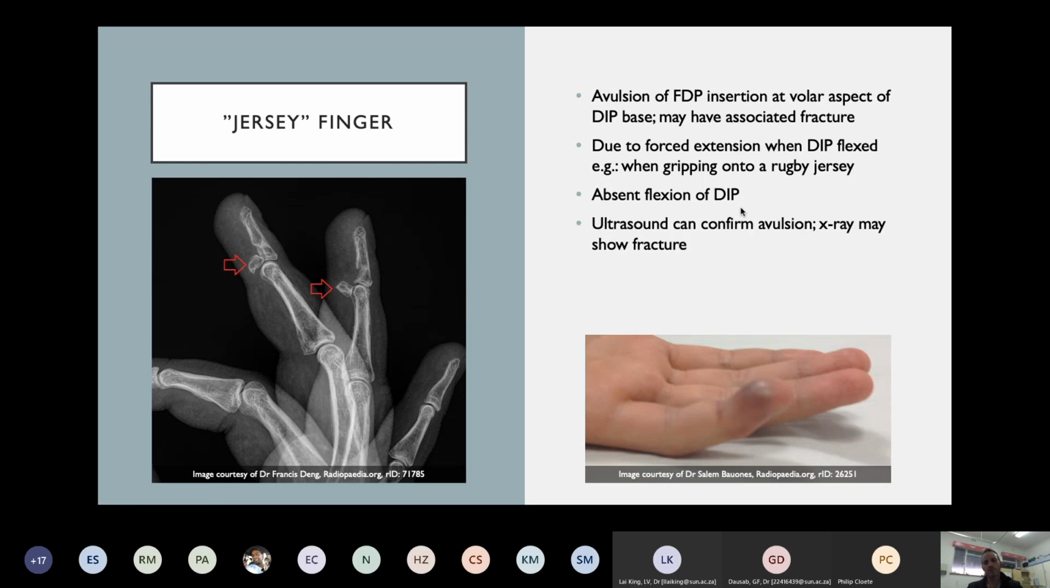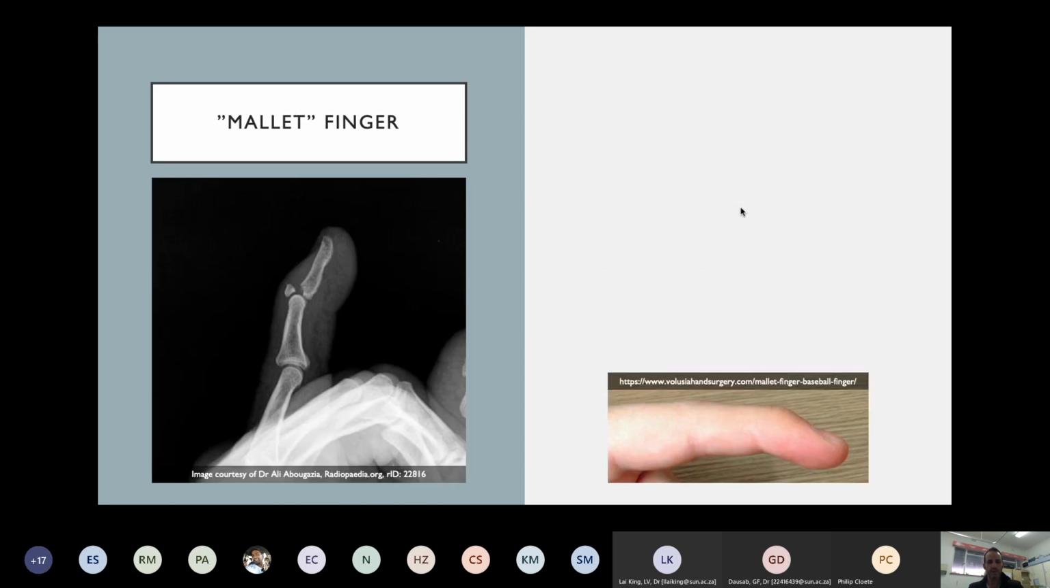We can do an ultrasound to confirm tendon avulsion, and X-rays may show us a fracture. These can be buddy strapped. In some cases, we would apply a mallet splint to that finger just to keep that finger in slight flexion. And they need non-urgent referral to hands to fix those tendons.